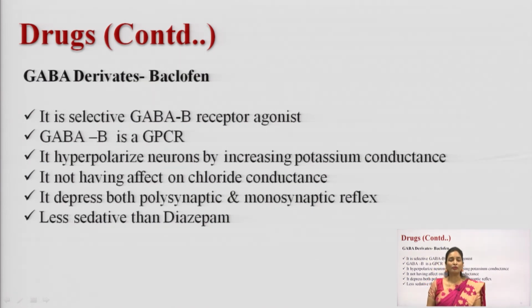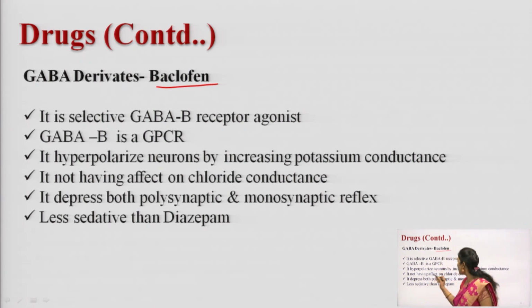And next one, GABA derivative drugs like baclofen. Baclofen is a GABA derivative drug. It is selectively a GABA B drug. If I am talking about GABA, we have three types of receptors, namely GABA A, GABA B and GABA C. The first receptor GABA A and the last receptor GABA C are both ion channel receptors, and the center one, the GABA B receptor, is a metabotropic receptor. Baclofen is a selective GABA B receptor agonist. It is a G protein coupled receptor, a GPCR, and it shows its action through the GPCR.